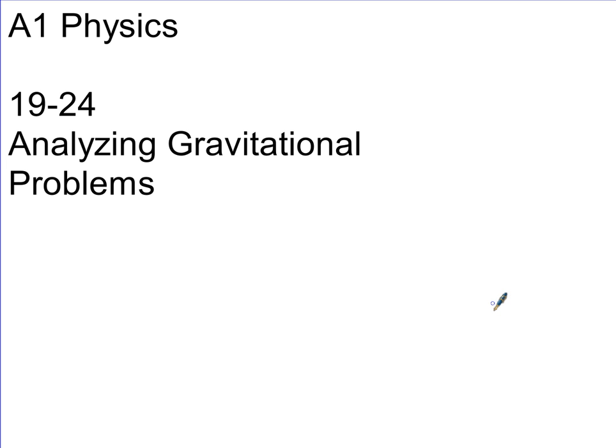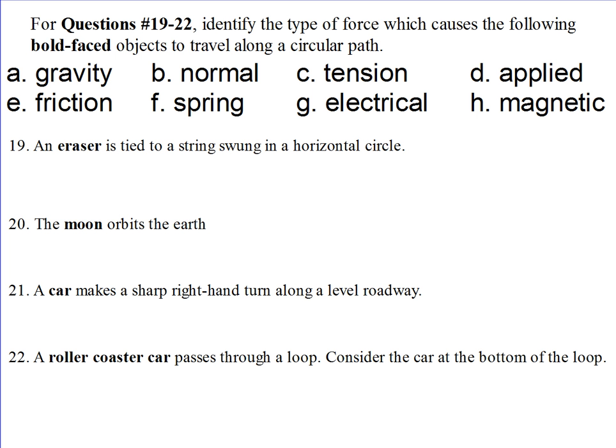Okay. Now we know that the multiple choice are what gets us pretty much every time. So let's analyze some gravitational problems. Okay. Now for this one, we're going to identify the type of force which causes whatever our bold-faced object is to travel in a circular path. We have these choices: gravity, normal, tension, applied, friction, spring, electrical, and magnetic.